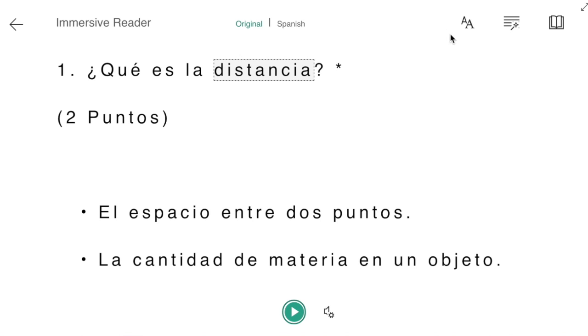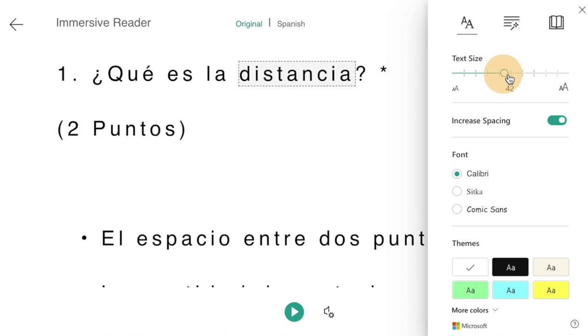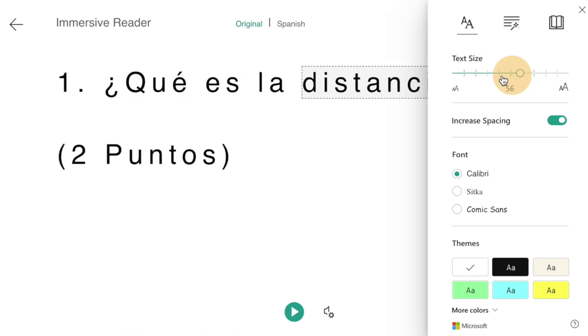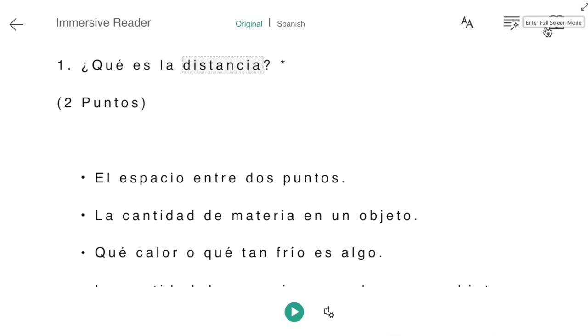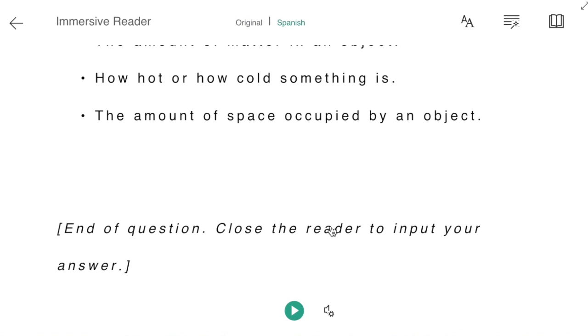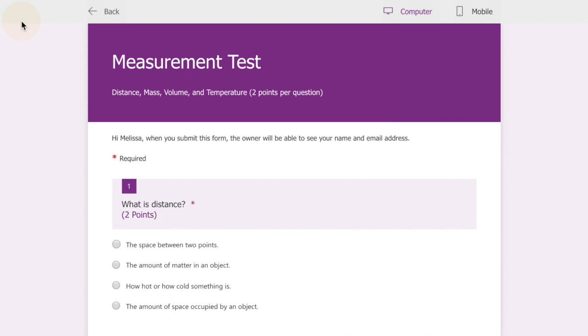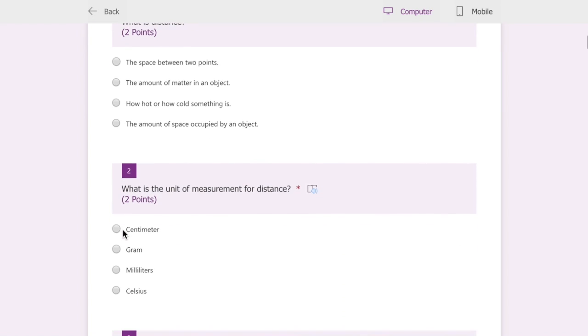And then another nice feature, right, if maybe this text is too small for you to read, you can go ahead and increase the size of the text, or you can decrease it down. All right, but after you've had the question read aloud to you, it'll tell you to close the reader so that way you can go back and input your answer choice here. All right, and then you can continue on and do that for the following question, have the question read aloud to you, and then you come back to this screen to input your answer.